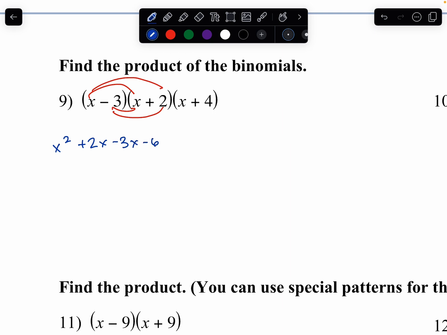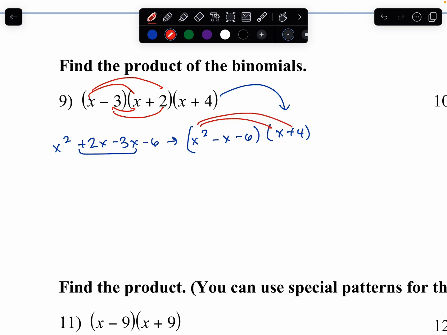And I'm going to simplify that, because I can combine these terms right here. So x squared minus x, right? And then minus 6. So there's that when I multiply it together. But I still need to multiply this one. So I'm going to throw this over here, times x plus 4. And then I'm going to FOIL. So I'm going to get x to the 3rd, because x squared times x. And then I'm going to get plus 4x squared.